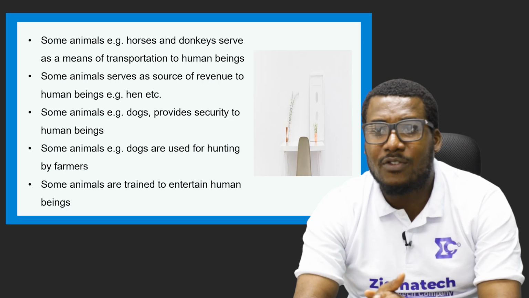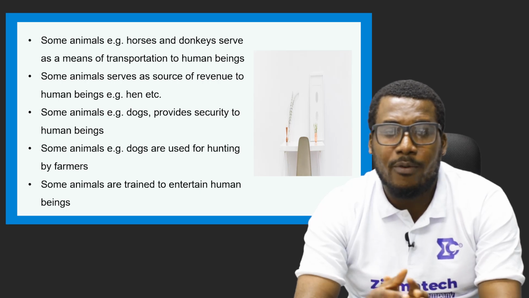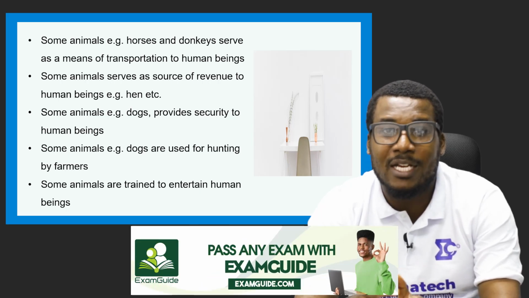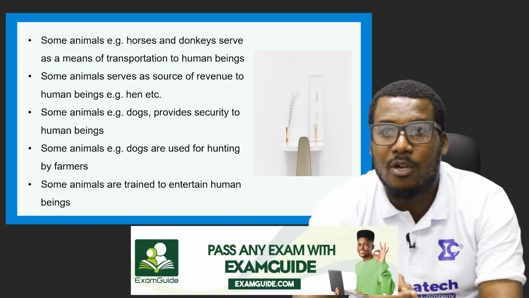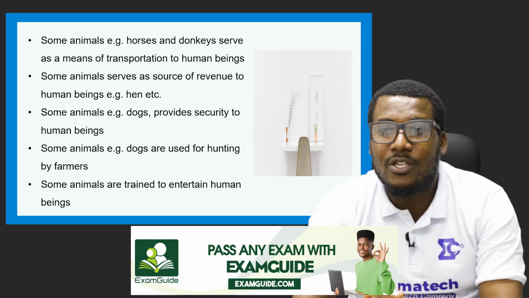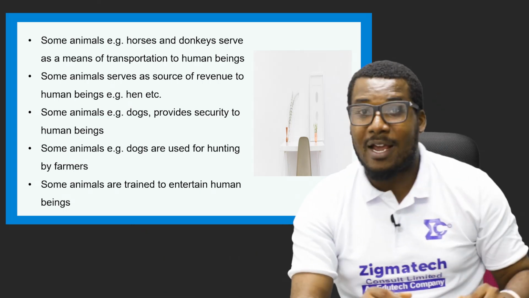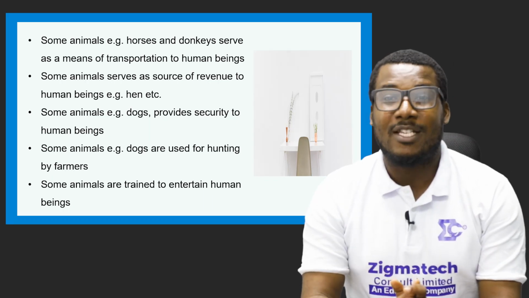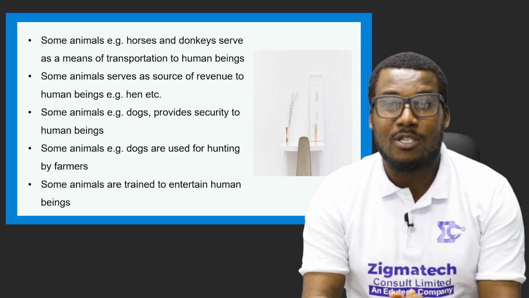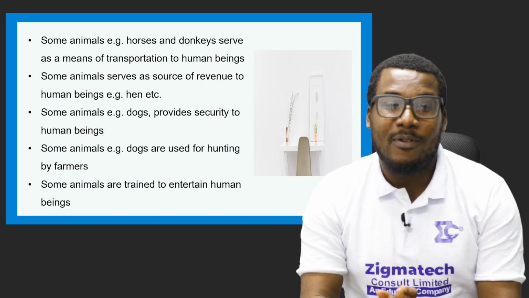Some animals serve as a source of revenue to human beings, for example the hens. We rear the hen and sell it, like the goats. We rear the goats and sell them at the due age and get some money. Some animals, for example dogs, provide security to human beings. I have one of the best dogs you can ever see. His name is Star. We call him small but mighty. He's so small, but he has been able to ward off so many bad things.